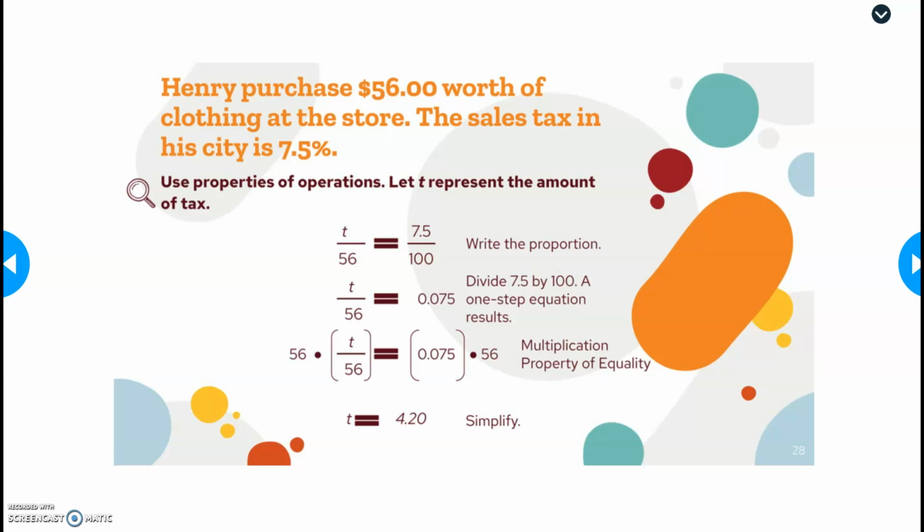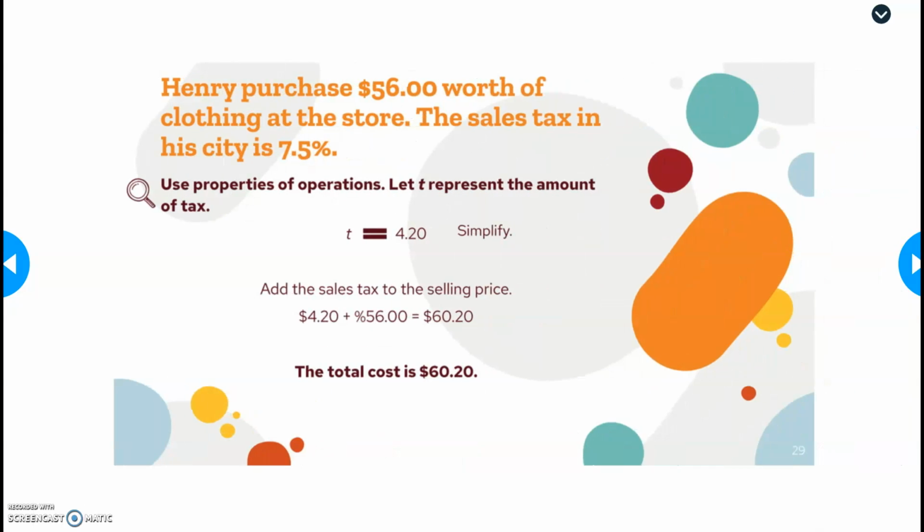I would add $4.20 to $56. I get a total of $60.20. I made a typo. That should be a dollar sign. So the total cost is $60.20.